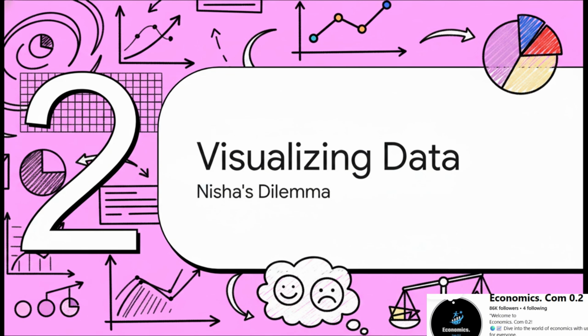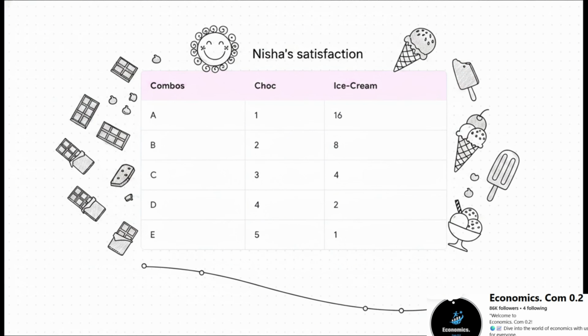Moving right along to Section 2, Visualizing Data. Let's ground this theory in reality with something we'll call Nietzsche's dilemma. It's super fascinating to see how we can translate human desire into a schedule. Let's say Nietzsche is consuming two goods, chocolates and ice cream. Look at combination A, 1 chocolate and 16 ice creams. Now skip down to combination E, 5 chocolates, but only 1 ice cream. For Nietzsche, every single combination here, A, B, C, D, and E, gives her the exact same level of overall satisfaction. She's equally thrilled with any of them.